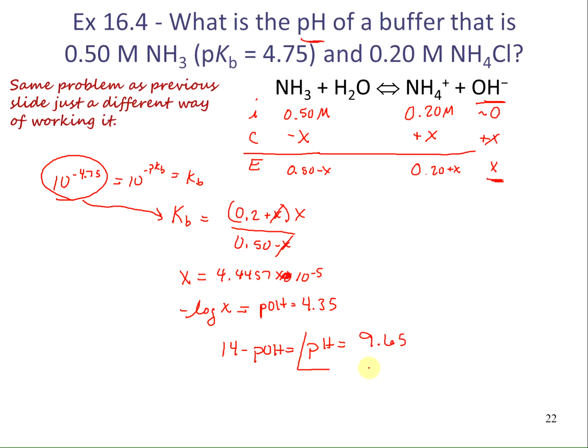Notice I've solved the same problem three different times: once using the acid form of the Henderson-Hasselbalch equation, once using the base form, and once using the method where we derive everything out. Remember, the only time we can use the Henderson-Hasselbalch equation is when we know that we have a buffer. And this problem was nice because they told us we had a buffer situation.